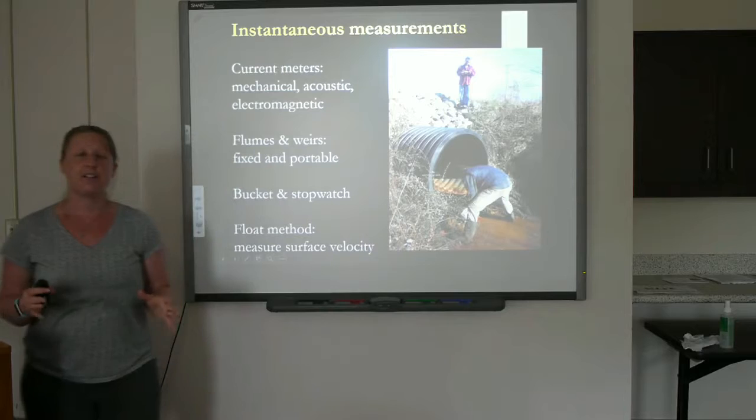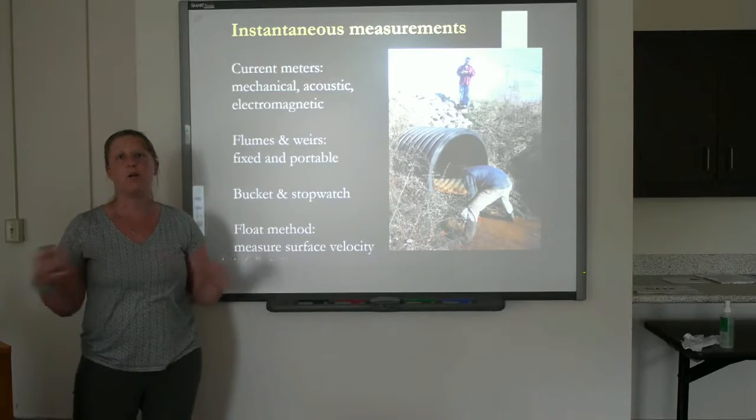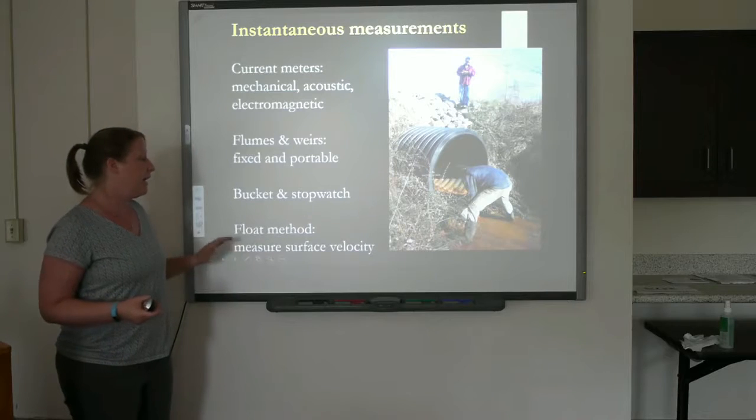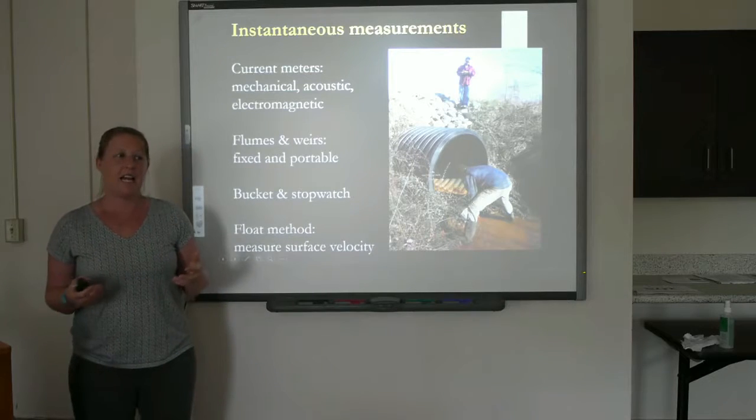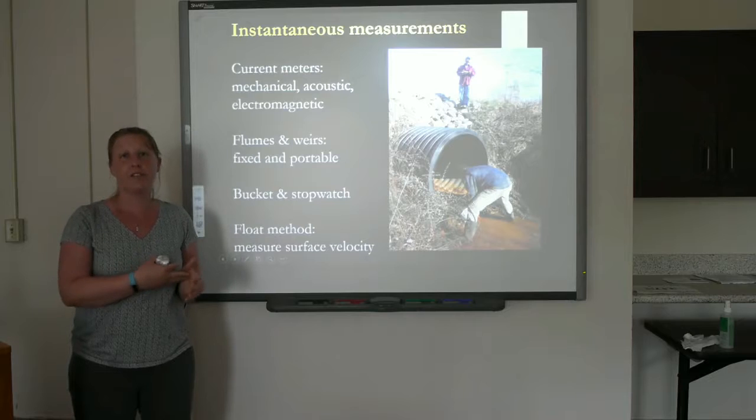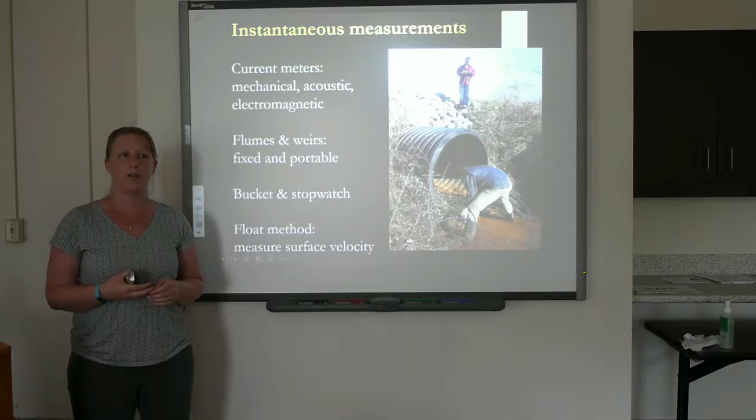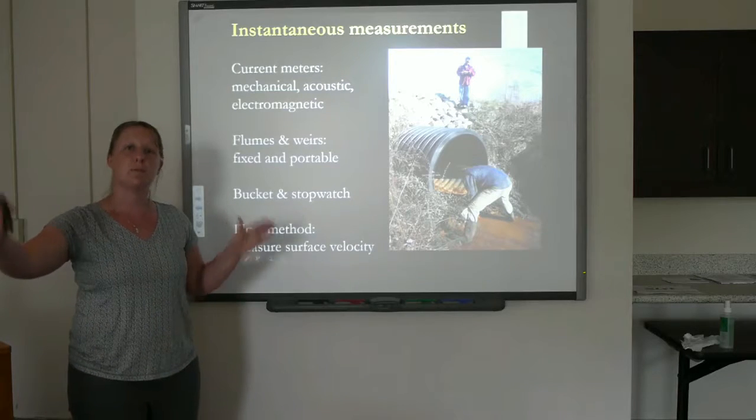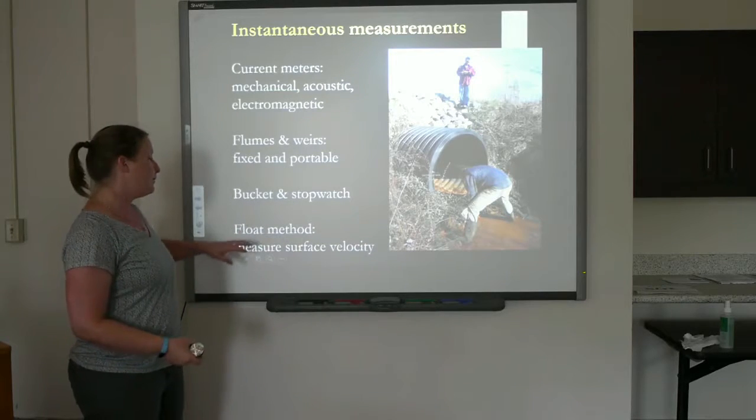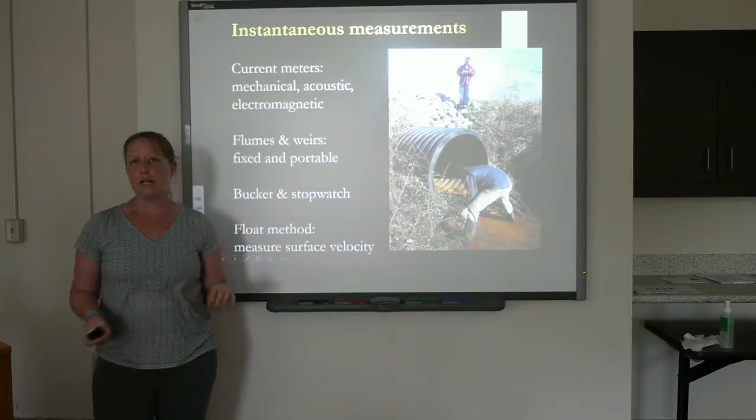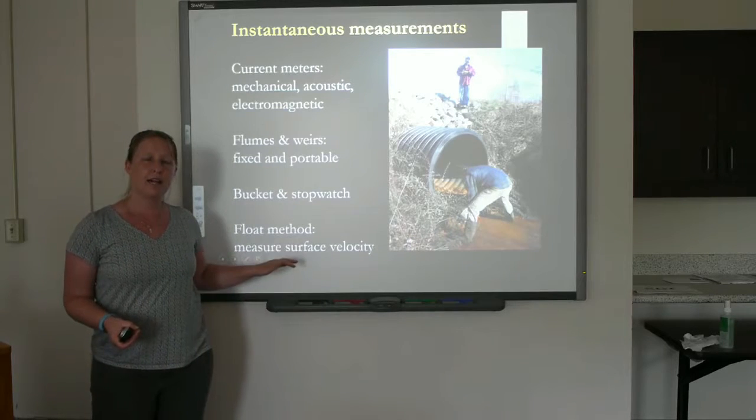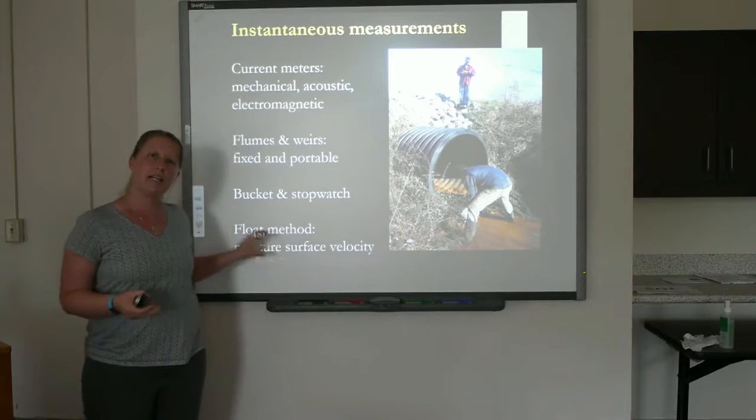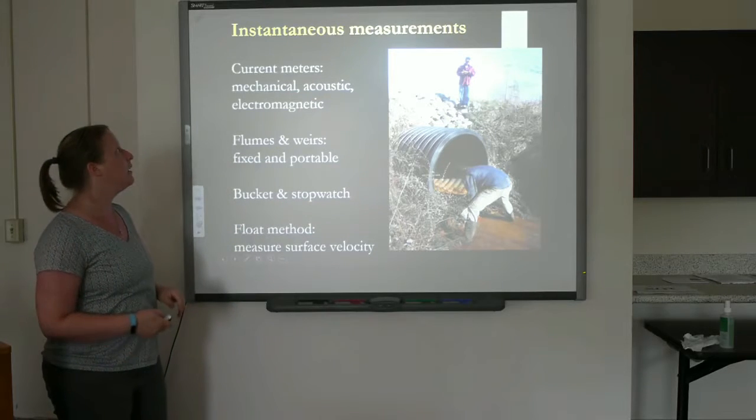If all else fails, and if all your equipment fails and you have no other choice, we use something called the float method. So the float method is basically determining the surface velocity of a water course by timing how long it takes for a floating object to move a specific distance. This is a low quality method because the surface velocity is different than the average velocity of the water column, but if all else fails, this is better than nothing.